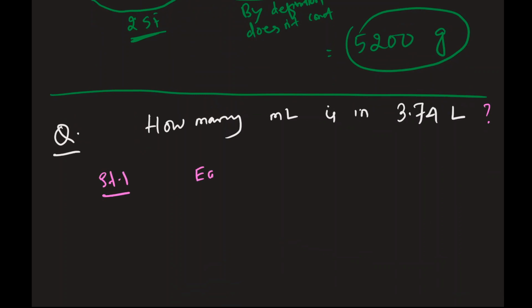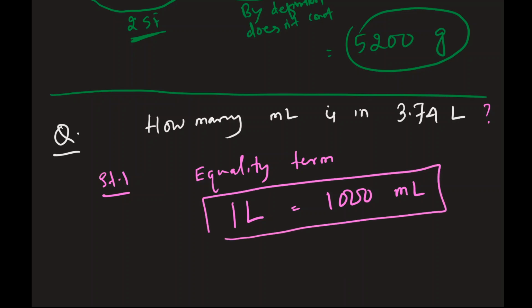So step 1, equality term. You've got to find the equality term. So the equality term is going to be 1 liter equals 1000 milliliters, right? So this is by definition. So no sig fig counted.